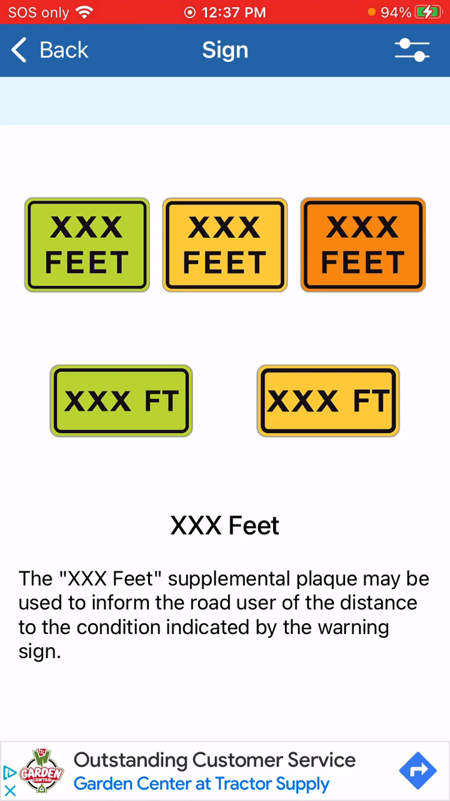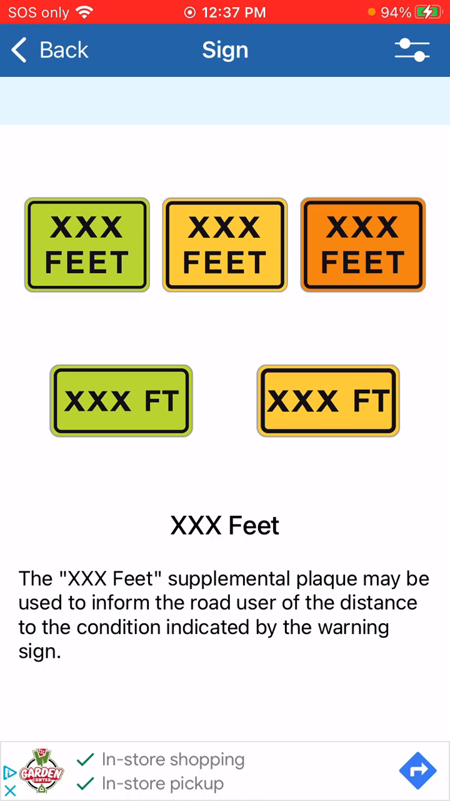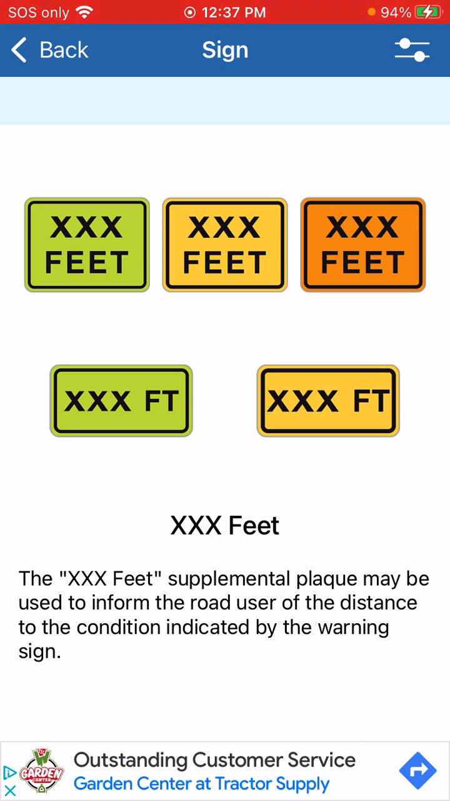X feet. The X feet supplemental plaque may be used to inform the road user of the distance to the condition indicated by the warning sign.